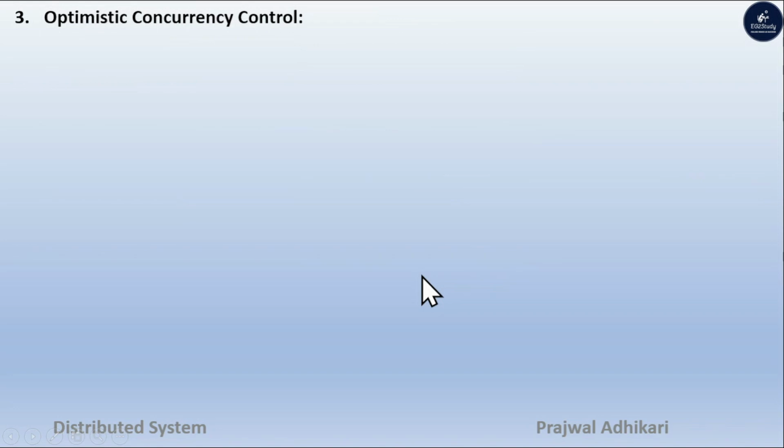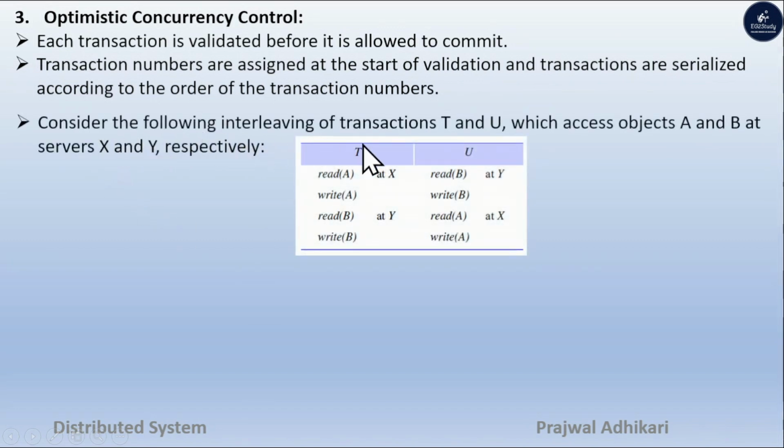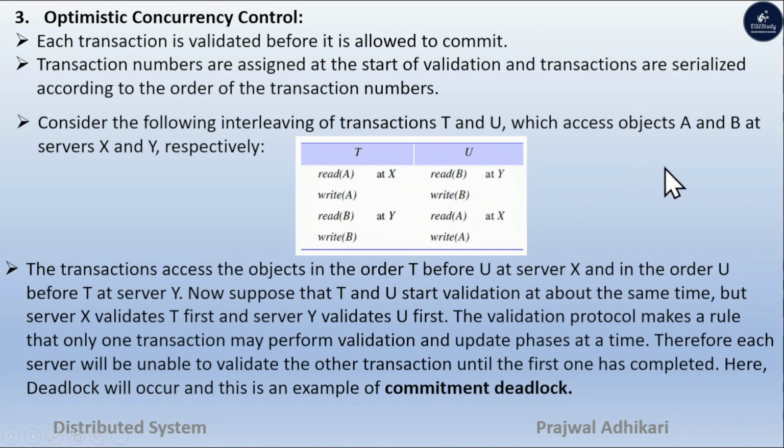Now, optimistic concurrency control. In optimistic concurrency control, each transaction is validated before it is allowed to commit. Transaction numbers are assigned at the start of validation and transactions are serialized according to the order of the transaction numbers. Let us consider the following interleaving of transactions T and U, which access objects A and B at servers X and Y, respectively. The transactions access the objects in the order T before U at server X and in the order U before T at server Y.